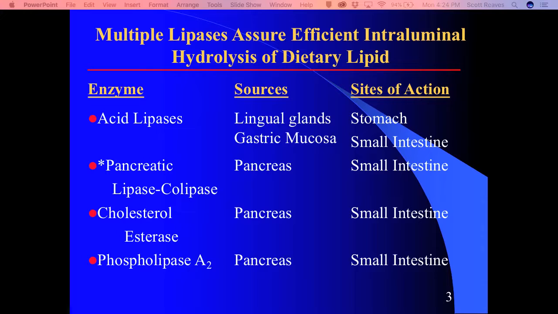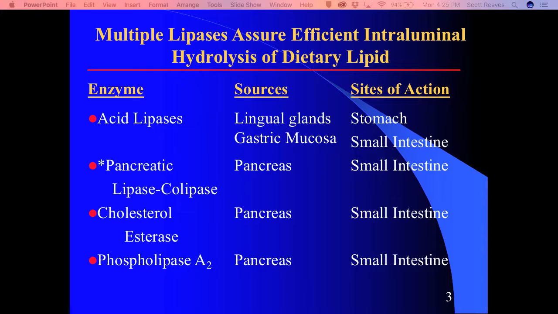All right, they have to be able to function in the acidic environment of the stomach. They do a little bit, but not to a really significant degree, but they're referred to as acid lipases because that's their environment. They come from the lingual glands and the gastric mucosa. They function in the stomach and a little bit in the small intestine. But here's the main enzyme for triglyceride digestion. That's pancreatic lipase / colipase.